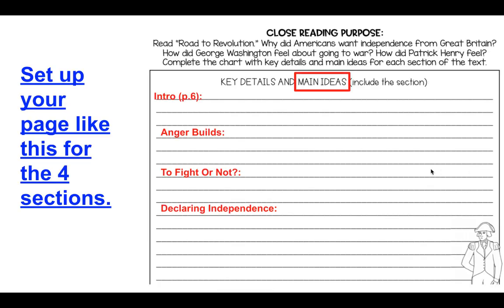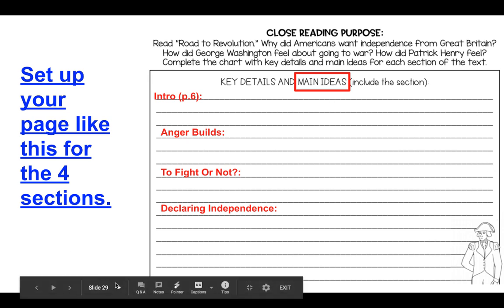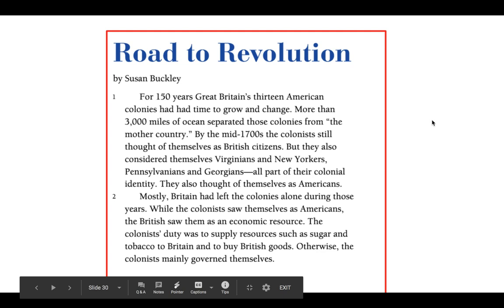Okay. First thing I'd like you to do is set up page 4 to look just like this because we're going to break it into the 4 parts. We'll do a main idea for the introduction, for the section called Anger Builds, the section called To Fight or Not, and the section called Declaring Independence. So after you have set yours up like this, turn off the video if you need to, and then turn it back on when you have set up your page like this, and we'll get started maybe with the first section.